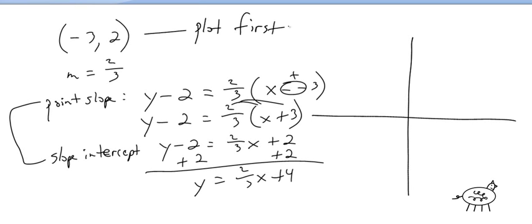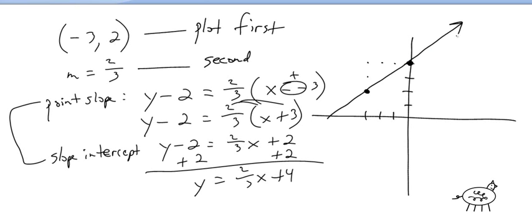It's the same idea. So let's plot -3, 2, right here. And then this is second. The slope is 2/3. So from that point, you go up 2, and over 1, 2, 3. You plot another point. And that's your graph.